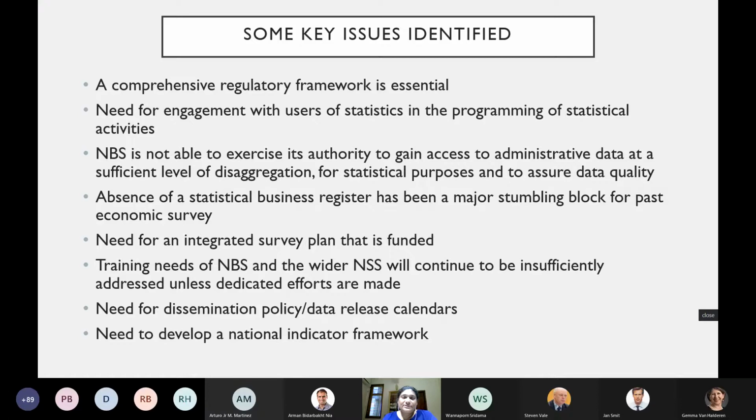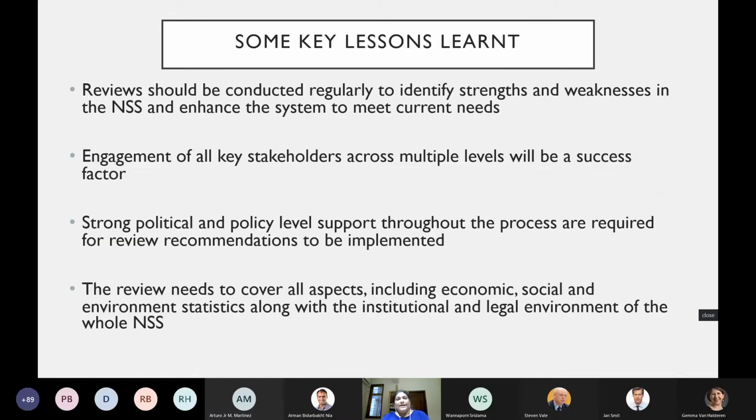Next slide, please. Yeah, and some of the key lessons that we learned was that a review should be conducted regularly. It's important because things are changing all the time, and to identify strengths and weaknesses in the national system to enhance the system to meet the current needs. So that is something for the future. Although we have done this assessment in 2017, we feel that a lot of new things have come up, and there are new areas that we can still benefit from doing another review.